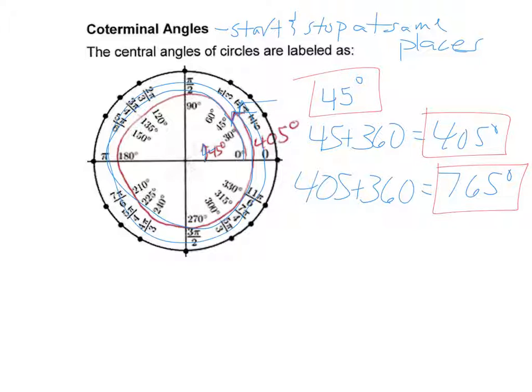So what your homework's going to ask you to do, they'll give you something like the 765, and they want you to take it back to the 45, the smallest version of the angle, the one between 0 and 360. This is quick and easy to do. You'll just use your calculator.